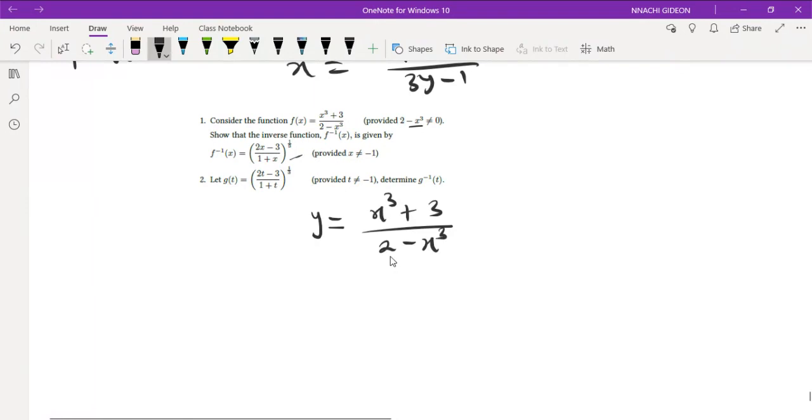I'm going to keep quiet for 2 minutes for you to solve this one for me and tell me the answer. Just in 2 minutes. Number 2, for g of t. The f of t we have solved before.